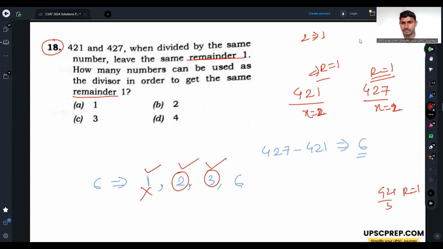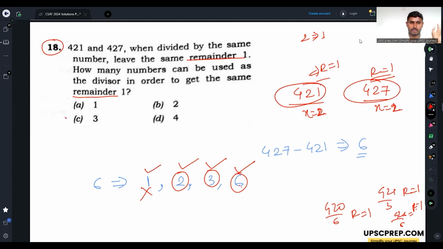If you divide by 6, okay, 420 is divisible by 6, so what will be left? Remainder 1. And 426 is also divisible by 6, so what will be left? Remainder 1. So 6 can also be included. So a maximum of 3 numbers will be there which will give you a remainder of 1 on dividing these numbers. Okay, so option C will be the correct answer.